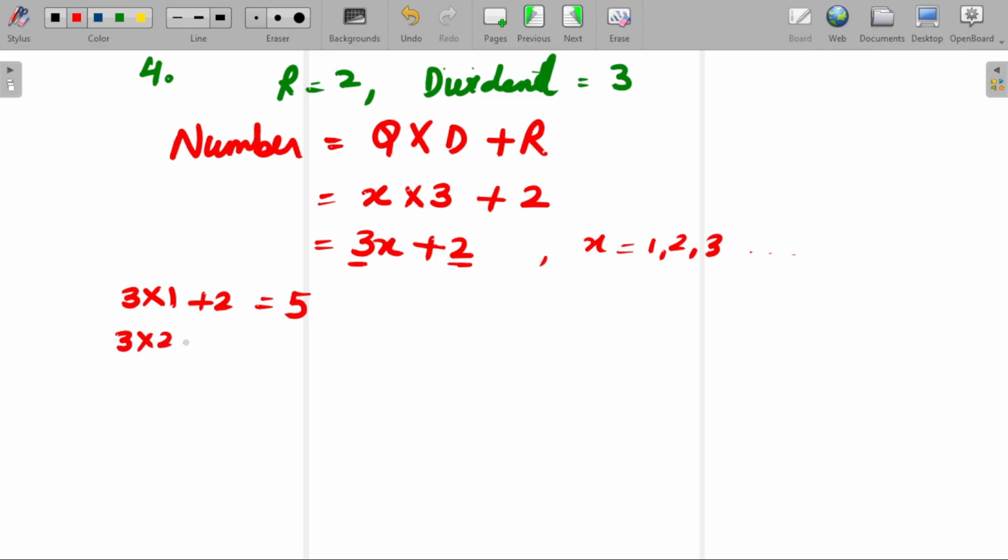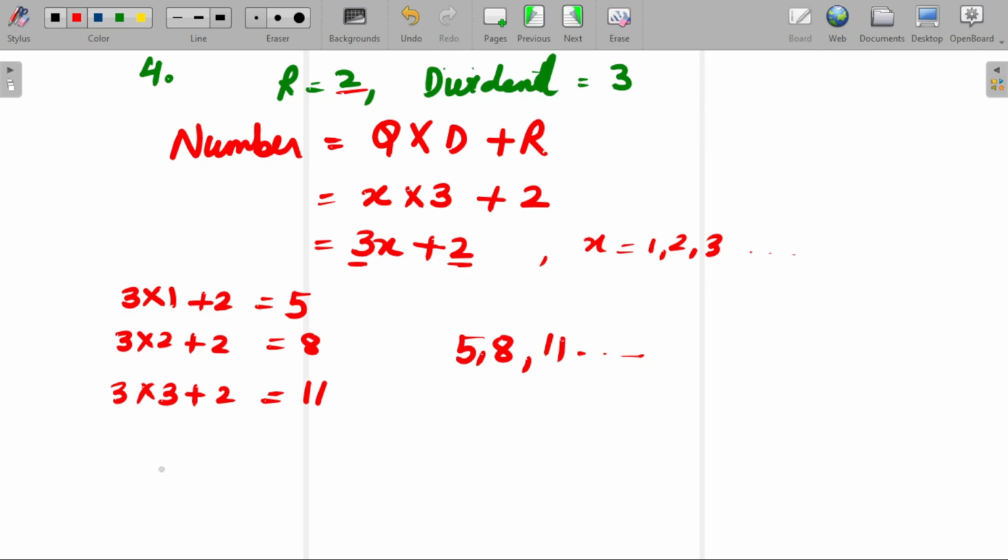3 into 2 plus 2, which is 8. 3 into 3 plus 2, which is 11. So this is a series of these kind of numbers which, when divided by 3, leave the remainder 2. Clear? These kind of numbers are this.